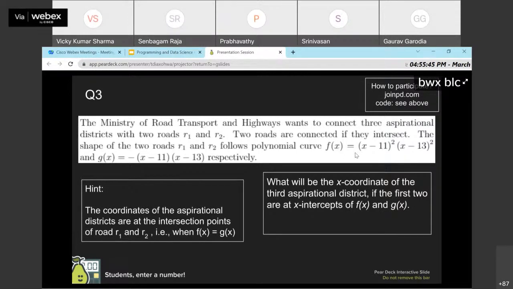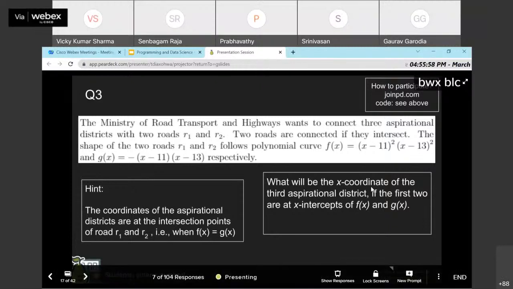Here in this one, you will get just one value. You'll not get two coordinate values. That's why, no, no. Here you just have to find out the x coordinate, not the y coordinate.